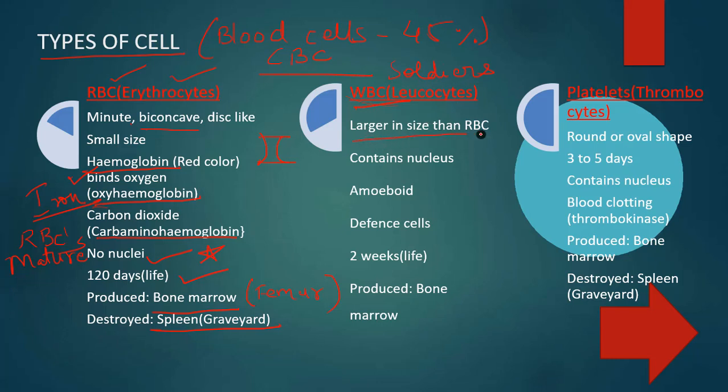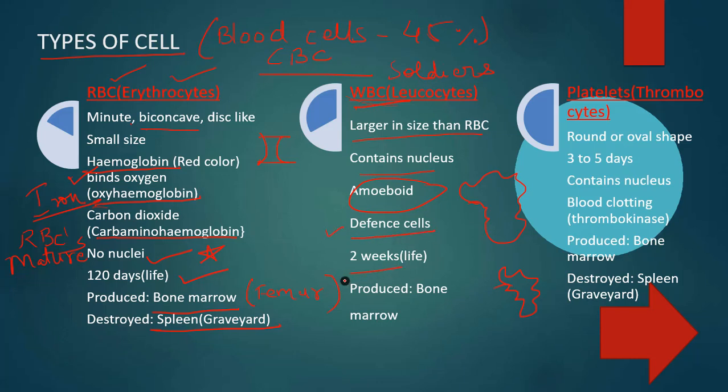They are larger in size than RBCs. They contain a nucleus. Like we talked, RBCs have a specific shape, that is a biconcave shape. But WBCs do not have a specific shape. They have something like this amoeboid shape. Any shape they can take is said to be an amoeboid shape. They are said to be defense cells, or you can say soldiers.